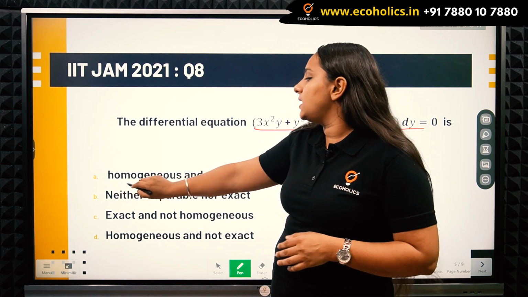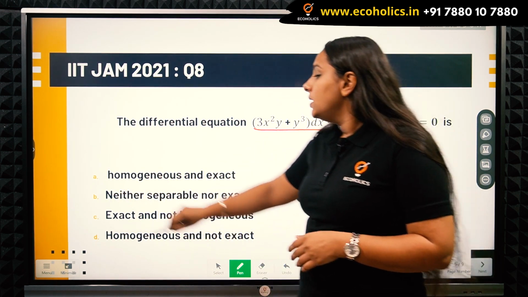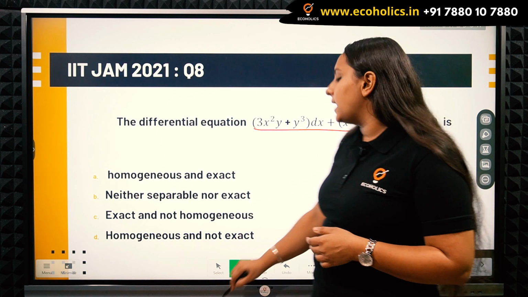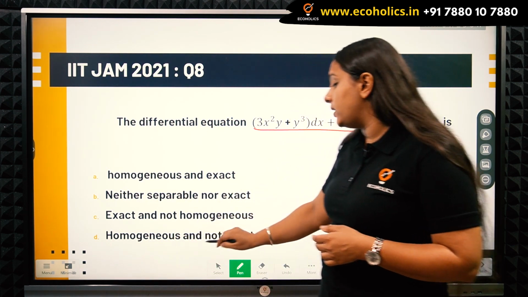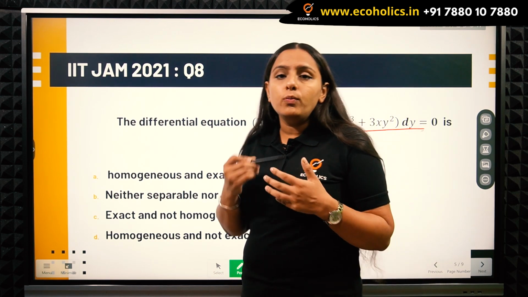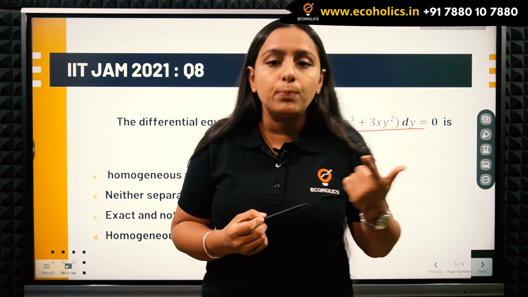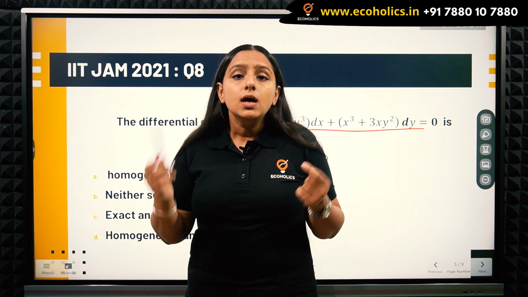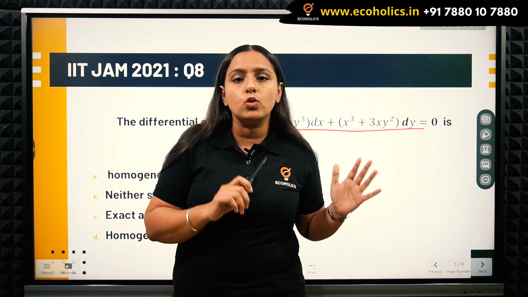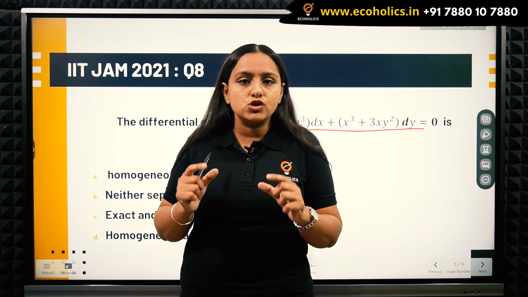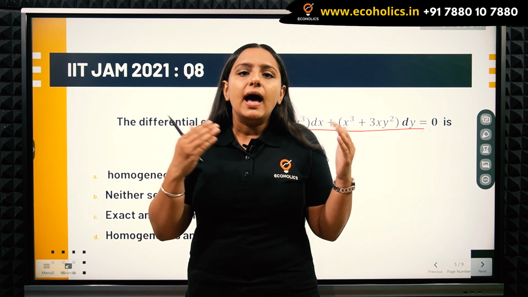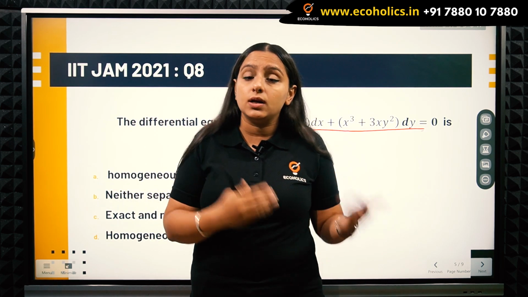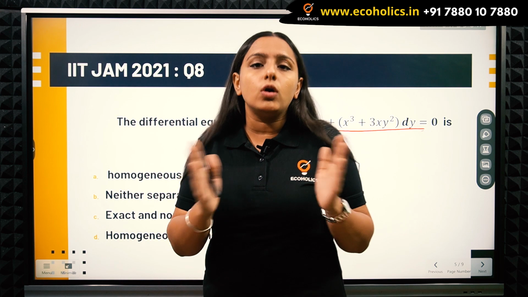In the first option, they are saying that it's homogeneous and exact. In the second, neither separable nor exact. Third, exact and not homogeneous. And in the last one, they're talking about homogeneous and not exact. So we have 2 main categories of differential equations. The one is separable, where I can separate my x and y variables along with their differentials. The other is homogeneous. In homogeneous, what do we have? We have the same degree of functions along with dy and along with dx, and they cannot be separated like that because they are either in multiplication or in another form of the function, so they cannot be separated.